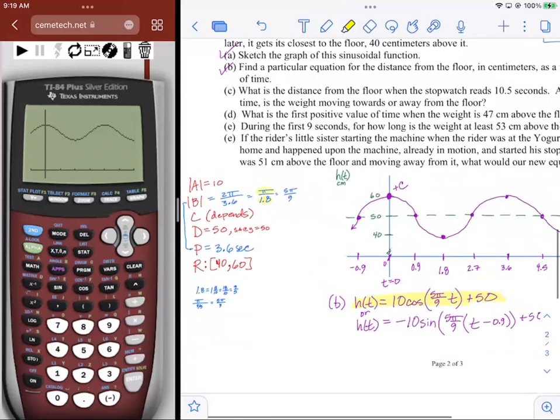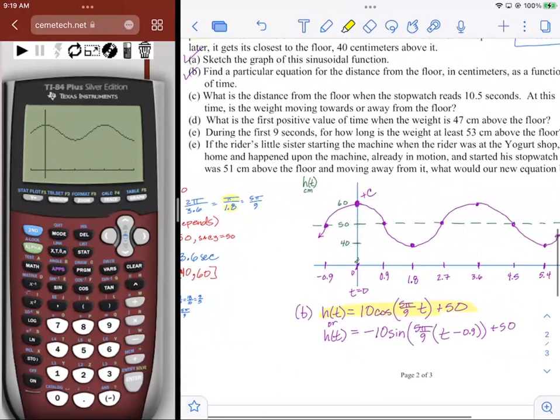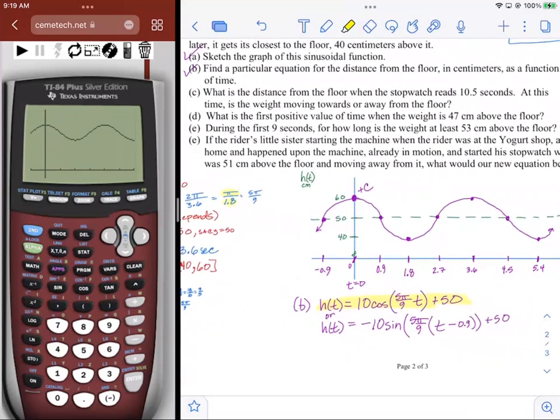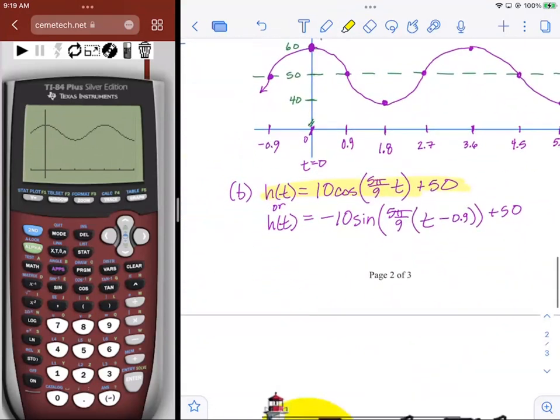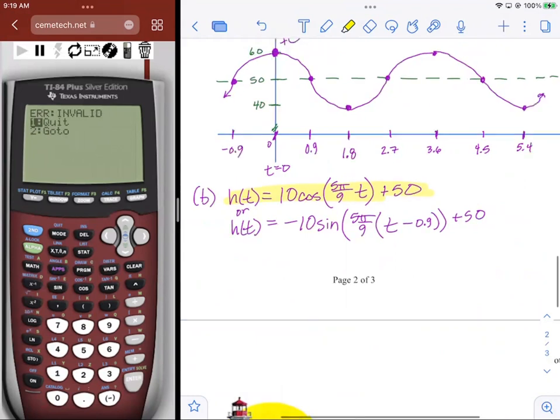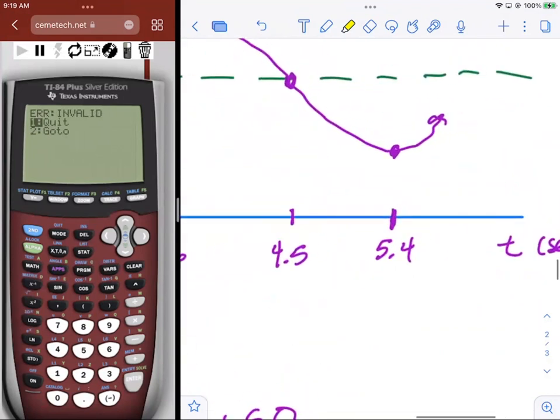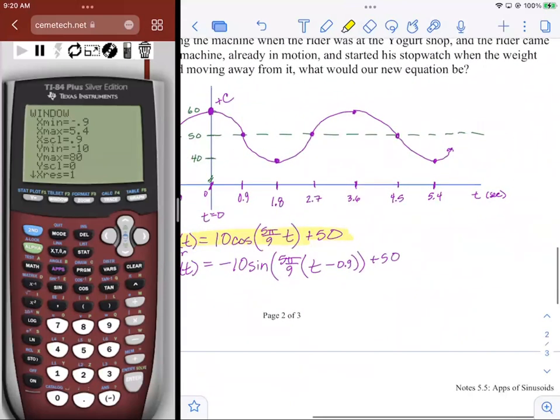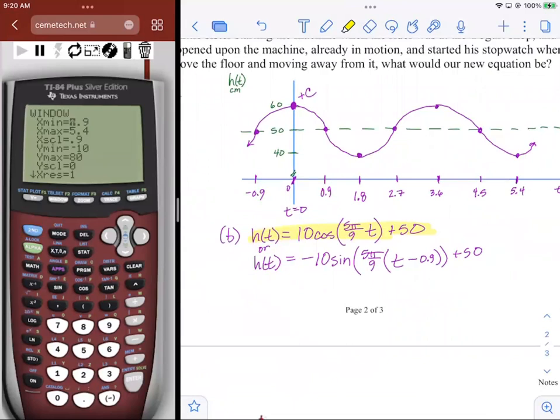Here we go. Part C, what is the distance from the floor when the stopwatch reads 10.5? At this time, is the weight moving away from the floor or towards the floor? Well, if I go back to my graph and just hit trace and type in 10.5, I'm going to get an error. Why? My window doesn't go that far. I only went to 5.4. So you have two options, right? You can go back to your window and set your X max to something that includes that number, which I'm not a big fan of doing. Or you can go to your home screen, right? Let's do that. Second, quit, get out of there.